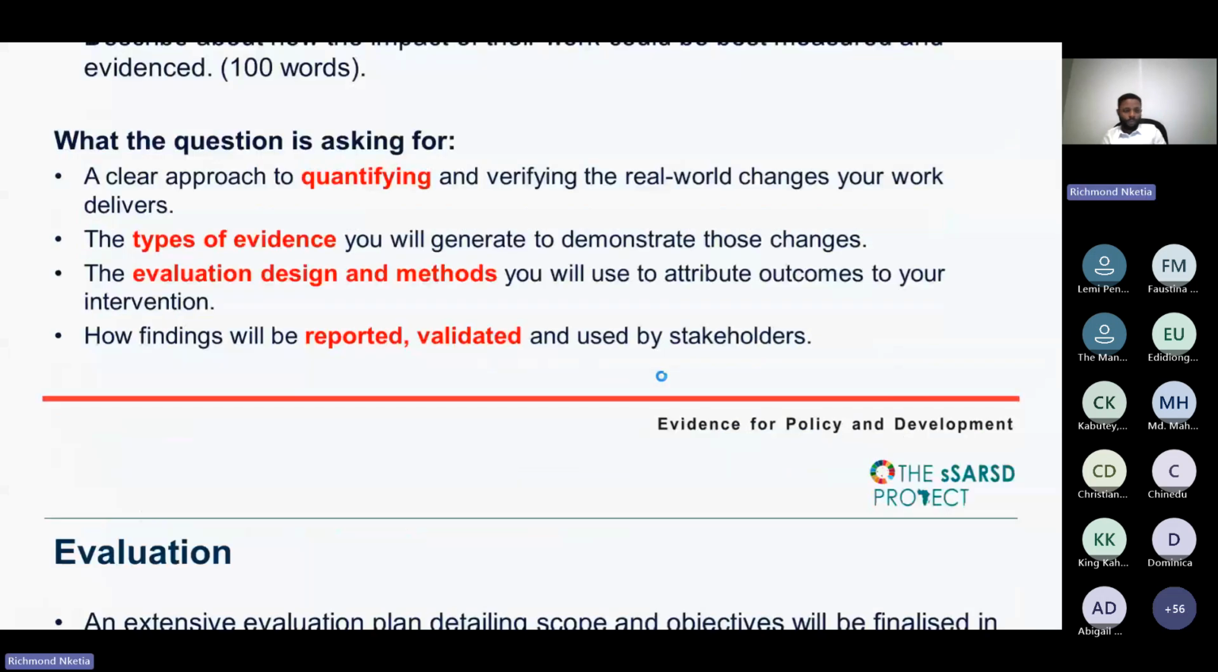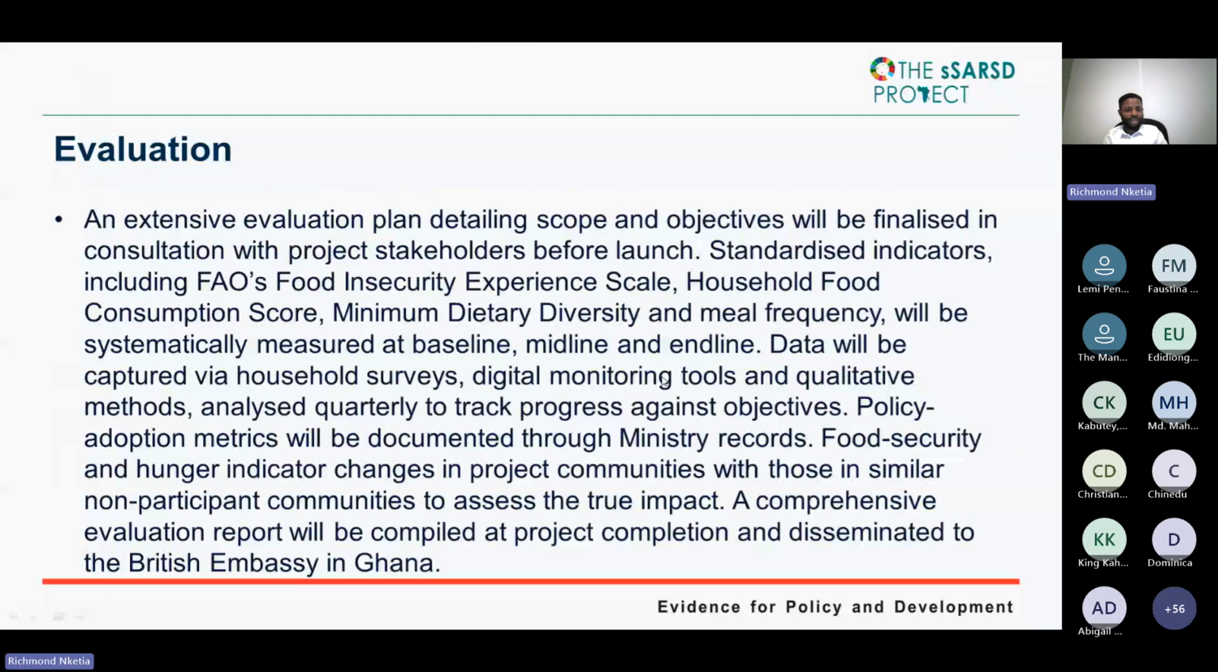So here's a sample. An extensive evaluation plan detailing scope and objectives will be finalized in consultation with the project stakeholders before you even launch the project. So like I told you, there's a grant to undertake a project. And the project is that hunger is a major issue, food insecurity is a major issue, and it affects people who settle in informal areas in Ghana, mostly in Greater Accra. And there are those who have moved from rural communities to settle in Greater Accra to look for work.